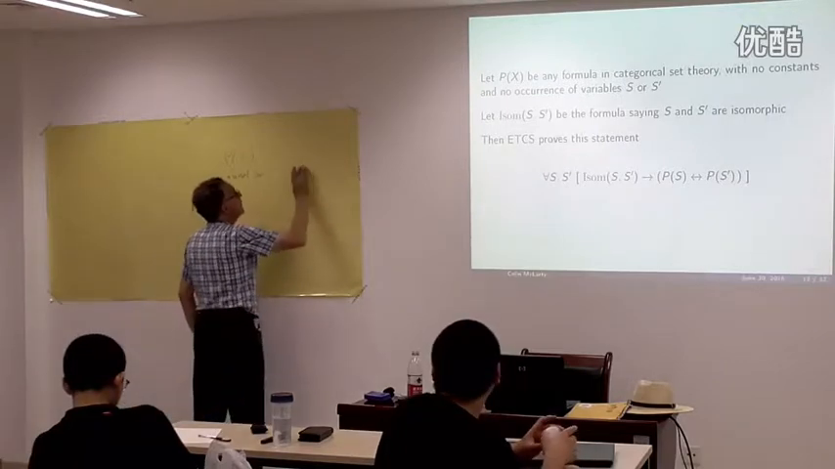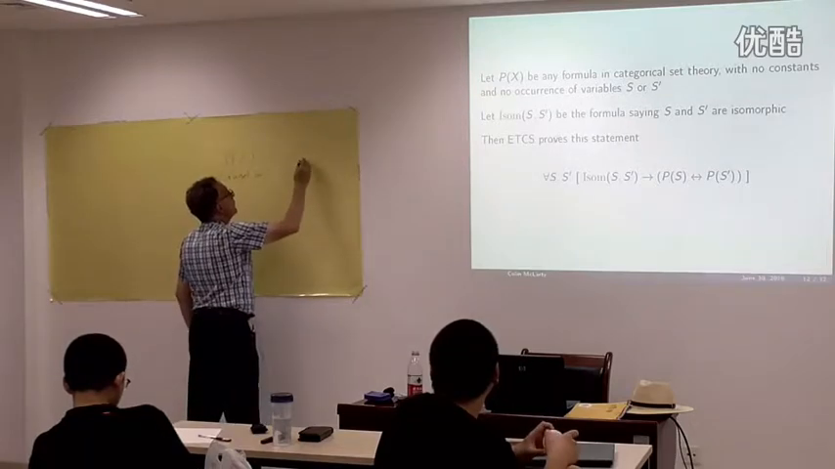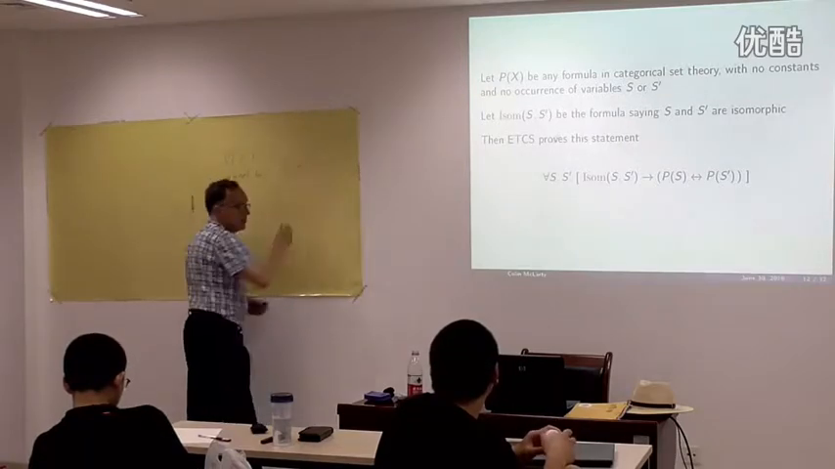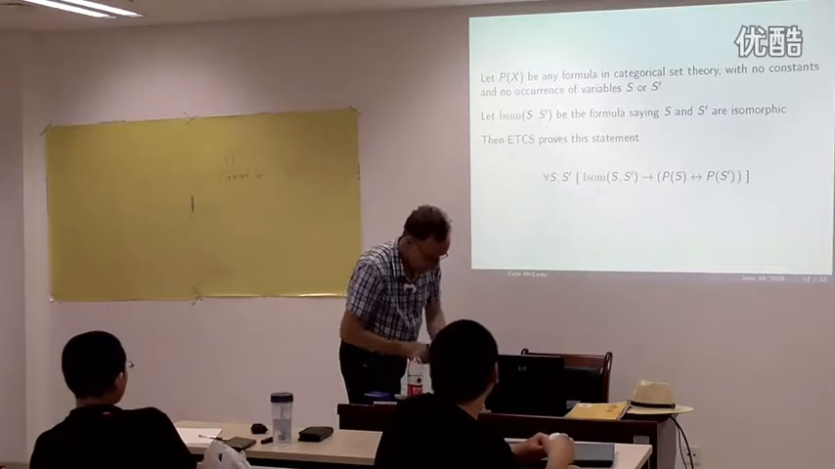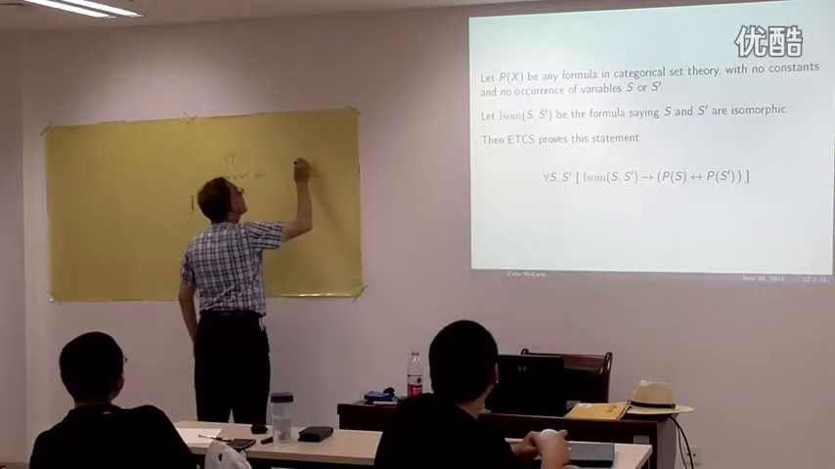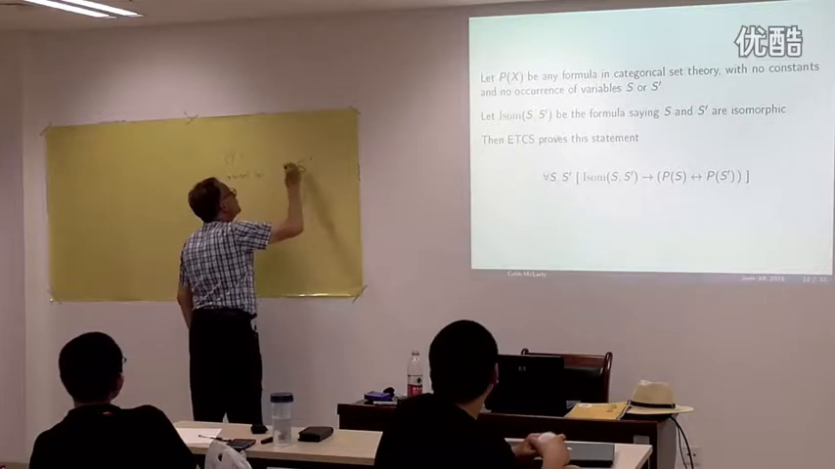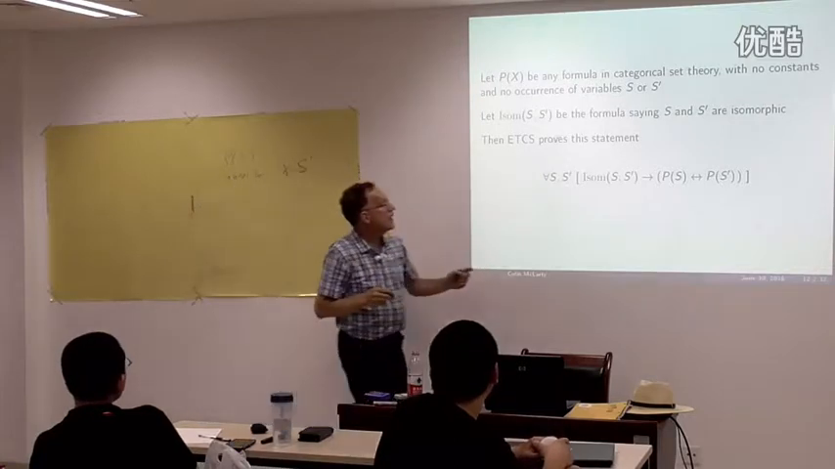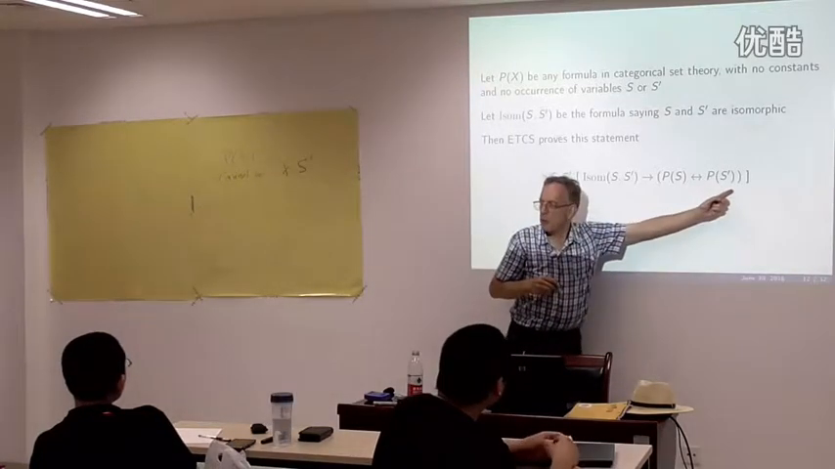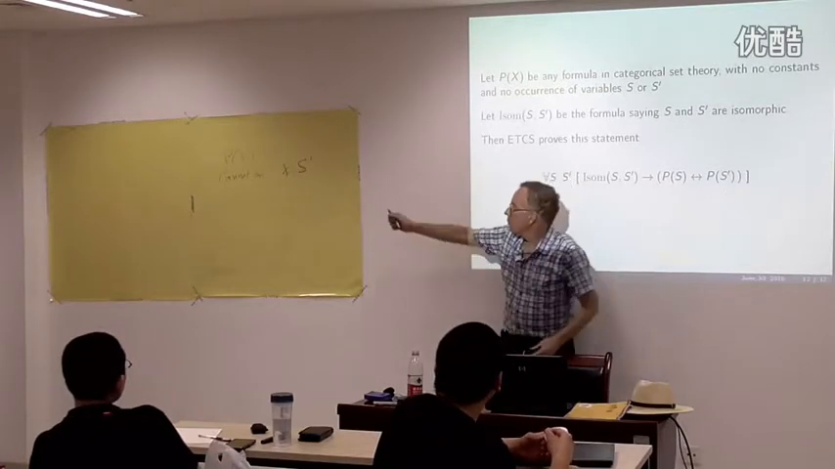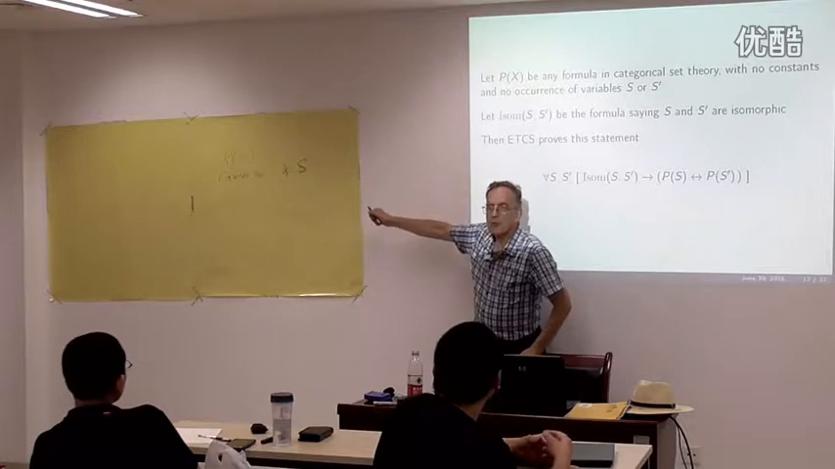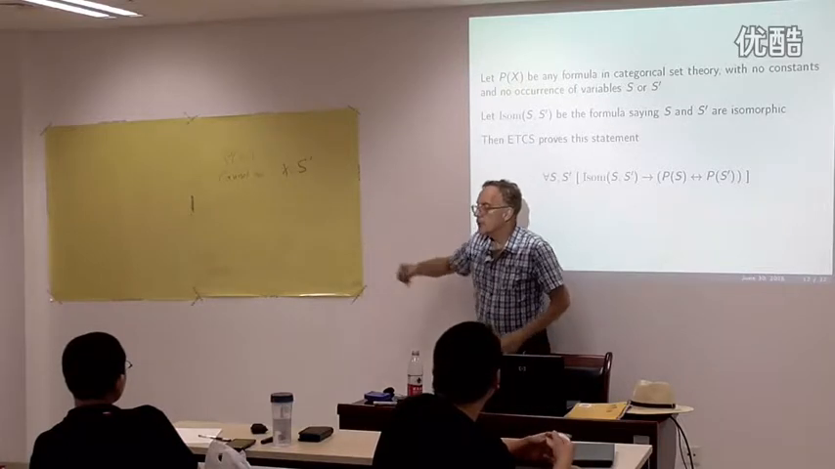And it had better not be X equals S prime, because then this statement won't mean what we thought it did. Because the S prime that we substituted in will collapse with the S prime that already occurred. So that's all I'm saying.